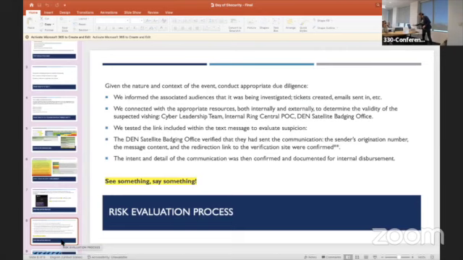So we informed the associated audience that it was being investigated because we started getting emails into the cybersecurity team. We got phone calls. We had tickets pop up in our ticketing system because people were noticing this and asking what's going on. See something, say something is a very big thing. And if that's not a part of your organization, regardless of the context of where you work, infuse that.